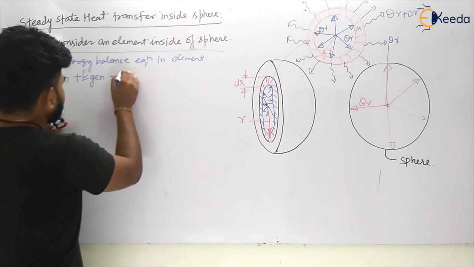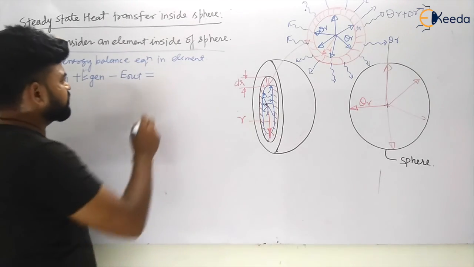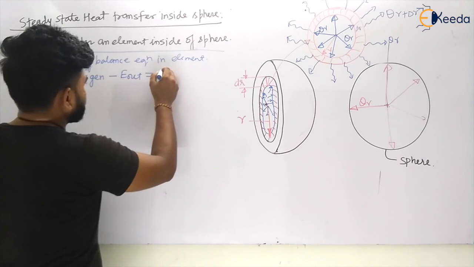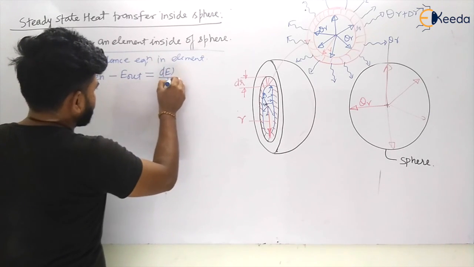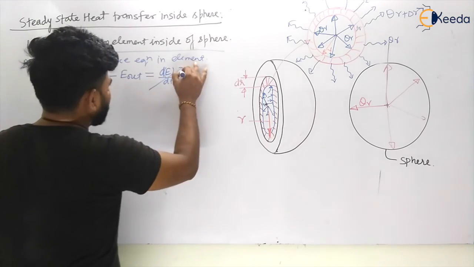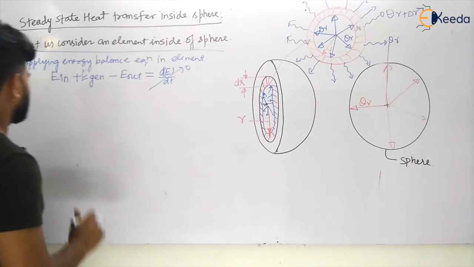Let us take E out equal to the accumulation of energy, that is, the energy of the control volume with respect to time. So this I have taken as 0. Now let us put all the values. So what will I have?